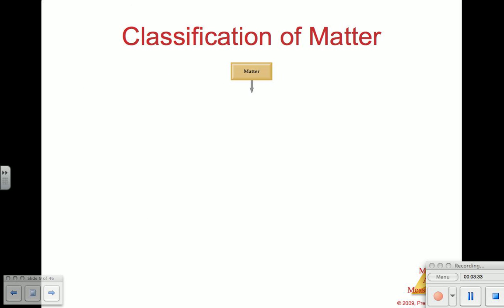All right, when we go to classify matter, let's say we have a lump of matter and we want to classify it. The first question we would ask is, is it uniform throughout? Like, is it the same? If it isn't the same, then we classify that as a heterogeneous mixture, so it's made up of multiple different things. If it is uniform throughout, so if it's the same no matter if I took a sample from the bottom of the beaker or the top of the beaker, we classify that as homogeneous.